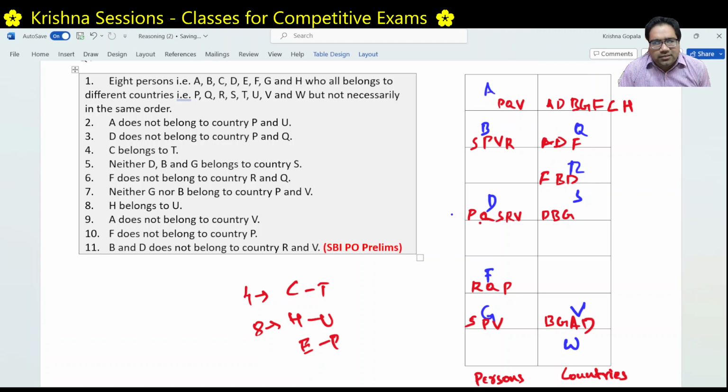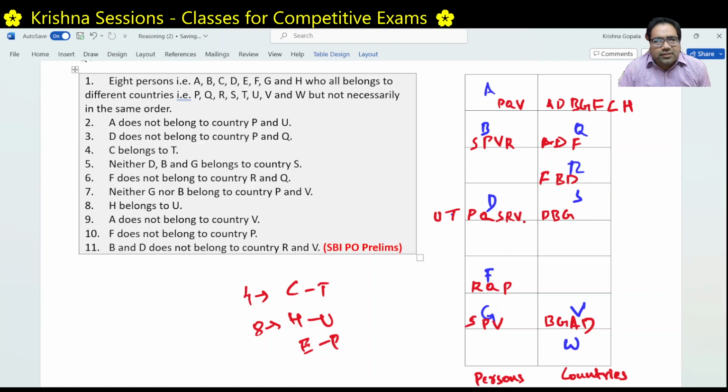Let's try to look at this D. D already, how many are gone? P, Q, R, S, V are gone. And here T and U are already gone. T and U anyway we cannot take. Here also now 7 countries are not possible: P, Q, R, S, T, U, V. That means what is left? Only W is left.